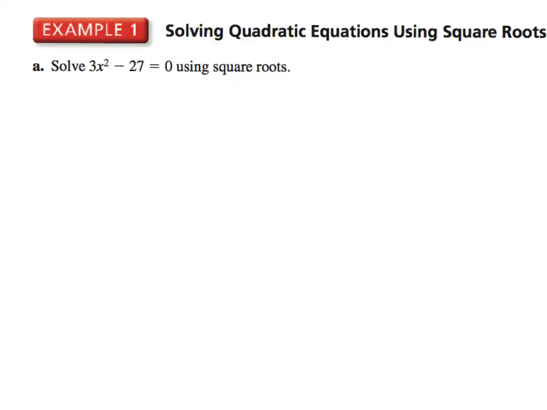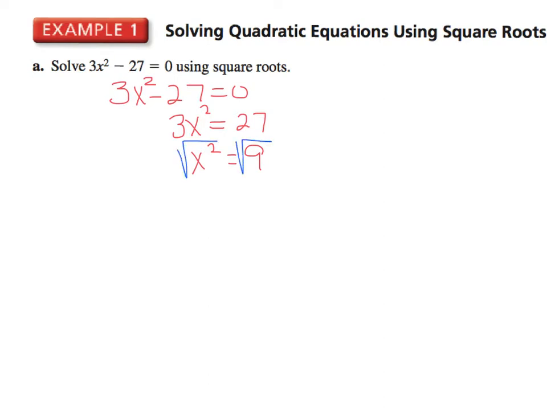Number 1, 3x squared minus 27 equals 0. Just remember, get the x squared by itself. That's it. That's all you have to do. So 3x squared minus 27 equals 0. I add 27 to both sides. So it'll be 3x squared equals 27. I now divide each side by 3 because of the division property of equality. That gives me x squared equals 9. And do not tell me the answer is 3 because it's not. You're now going to take the square root of both sides, which gives you x equals positive and negative 3.